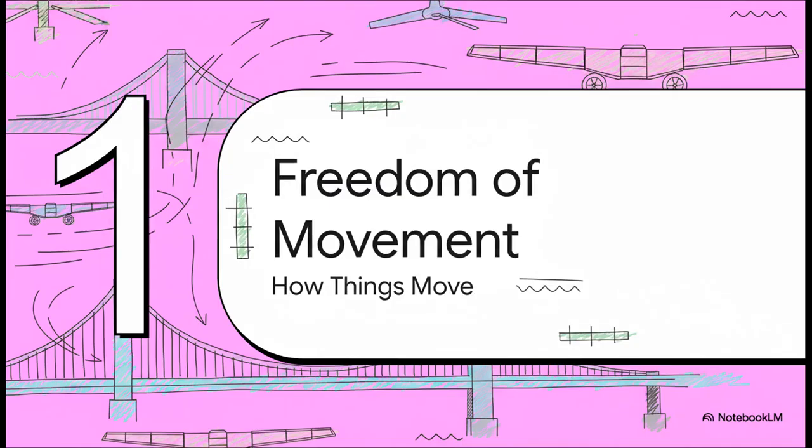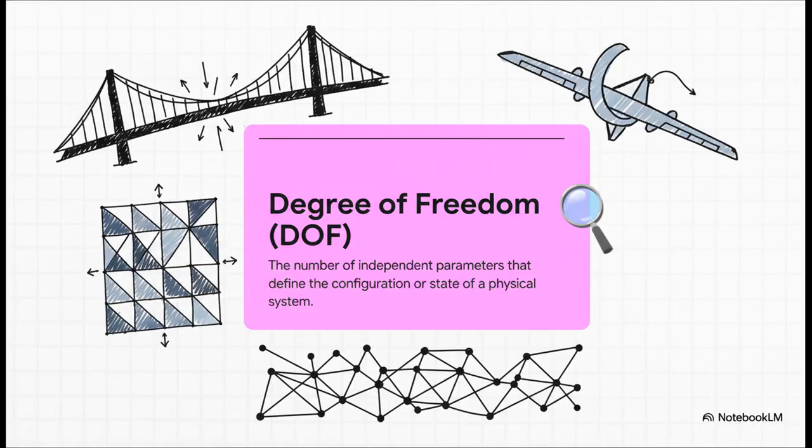All right, first things first. Before we can even think about predicting how a bridge is going to sway or how a wing might flex, we need a way to describe its movement in the first place. You can think of it like learning the alphabet of motion. Every complex system out there is built from these simple fundamental pieces. And the most fundamental concept of all is something called the degree of freedom, or just DOF for short. Now, put simply, it's just the number of independent ways something can move.